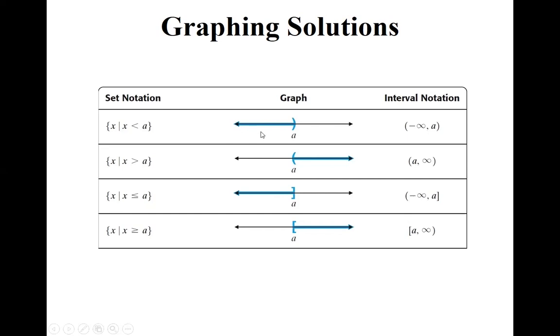So here, everything is shaded less than, to the left of a. Here, everything is shaded to the right, greater than a. But because a itself has a parenthesis, that means we're not including that point. And we're not including that point a because it doesn't say or equal to in either the strictly less than or the strictly greater than.